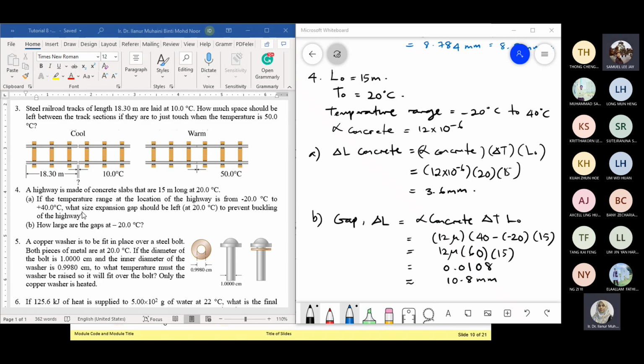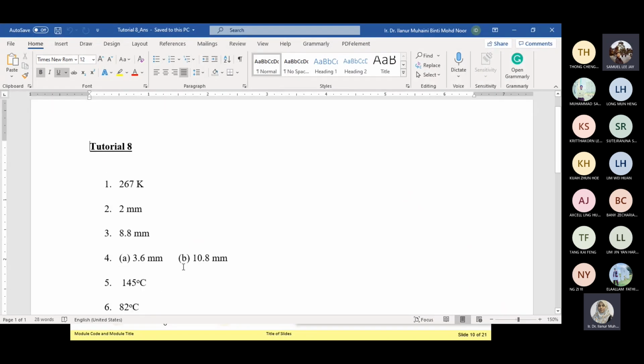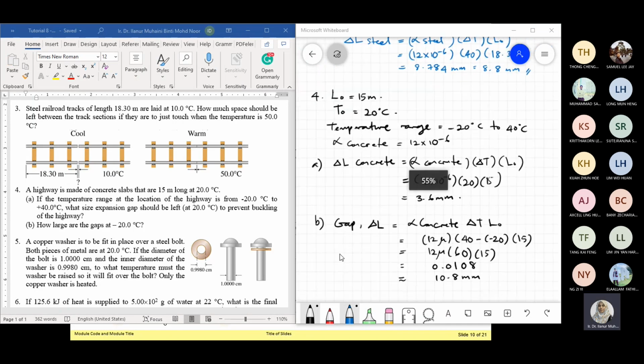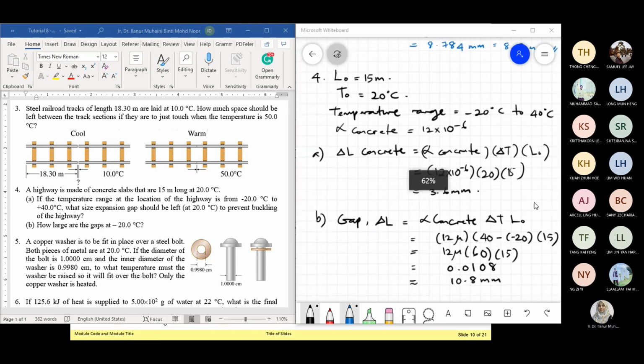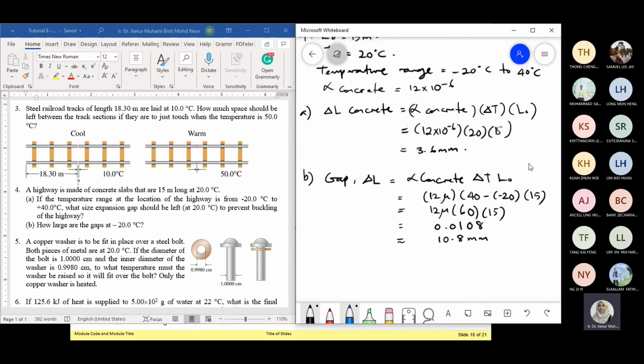Isn't it 20 because it's built during 20? I thought T0 was 20. Okay, wait. Yeah, I also think so. T0 is 20. Because the final answer provided by the other lecturer is 10.8. Wait. So 20 minus negative 20.